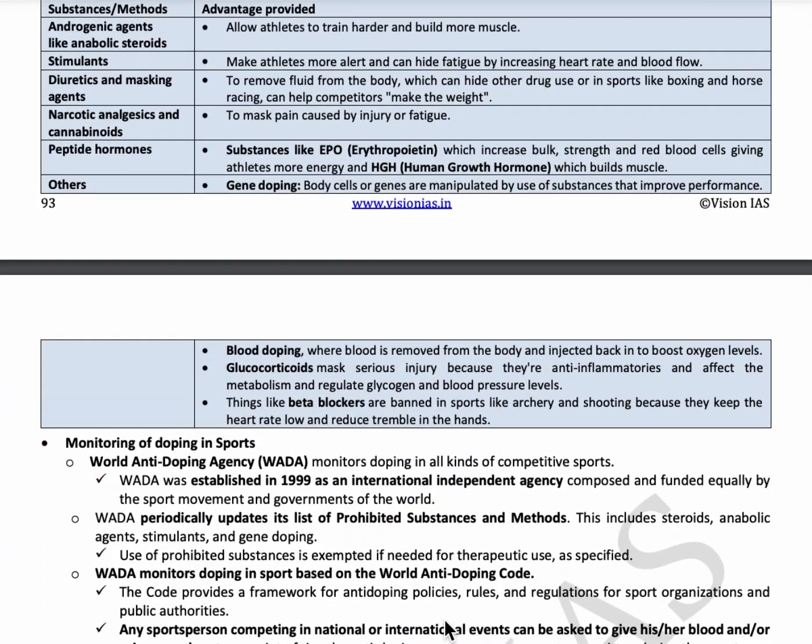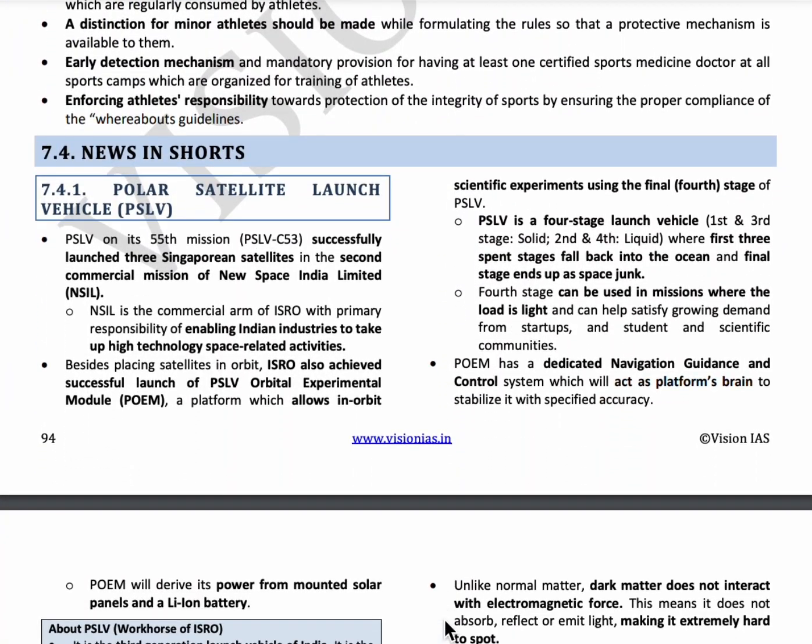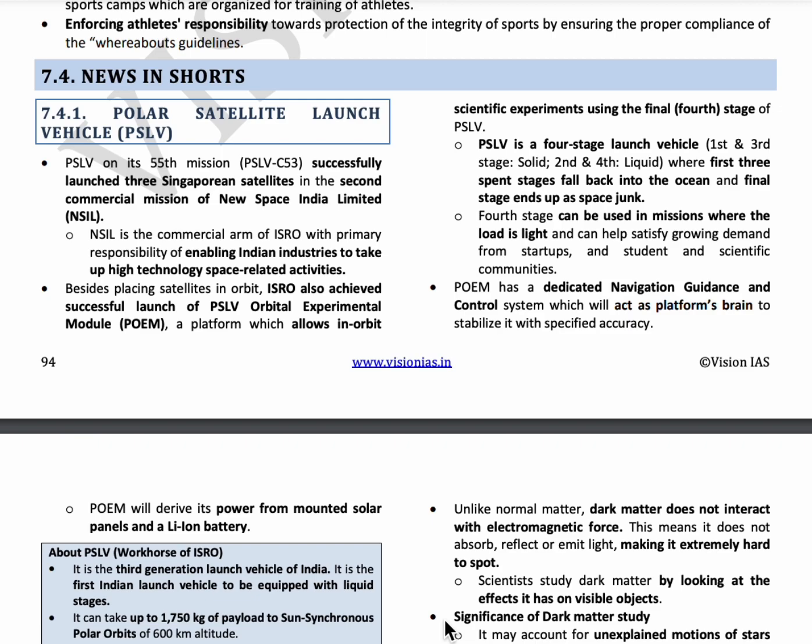The next topic is Polar Satellite Launch Vehicle. So PSLV. It is also called the Workhorse of ISRO. So it is the 3rd generation launch vehicle in India. It can take the load up to 1750 kilograms, that is kgs, to sun synchronous polar orbit, which is 600 kilometers altitude, and it has successfully launched many satellites in the orbit.